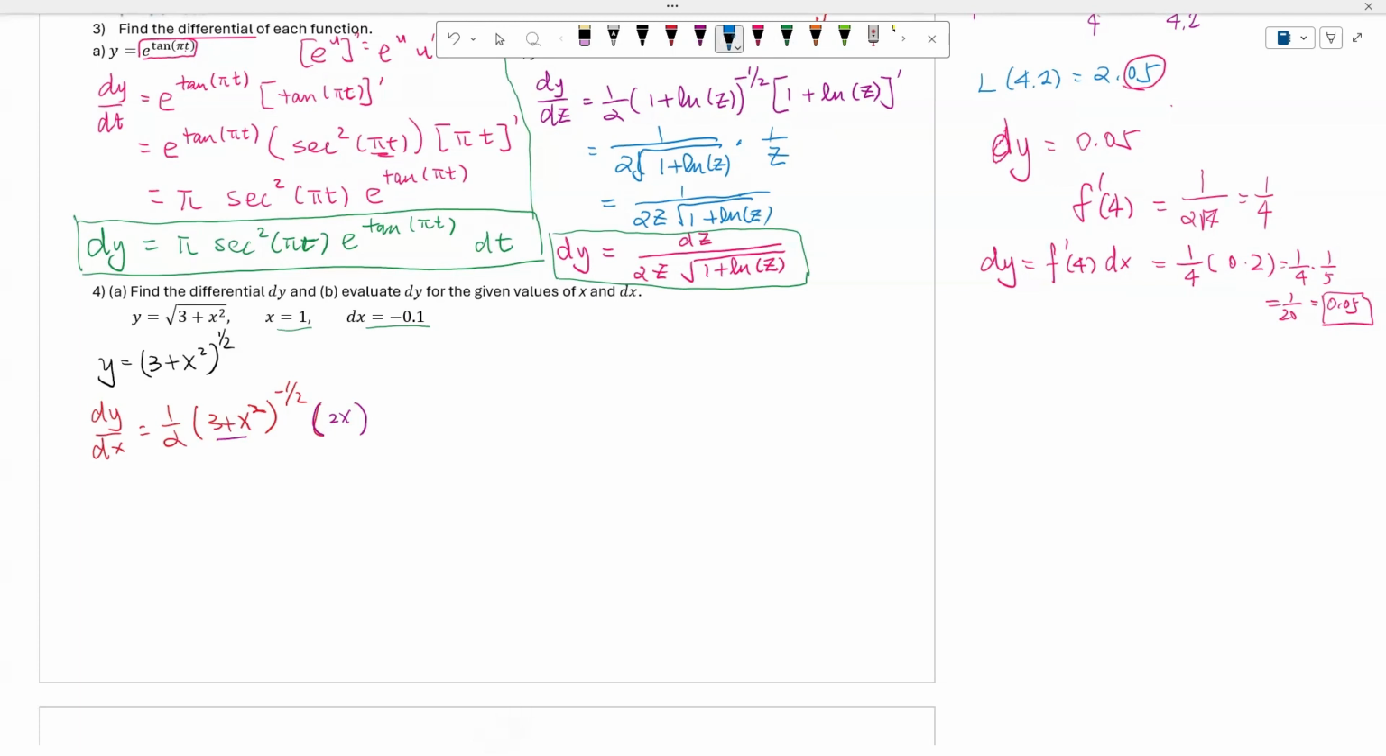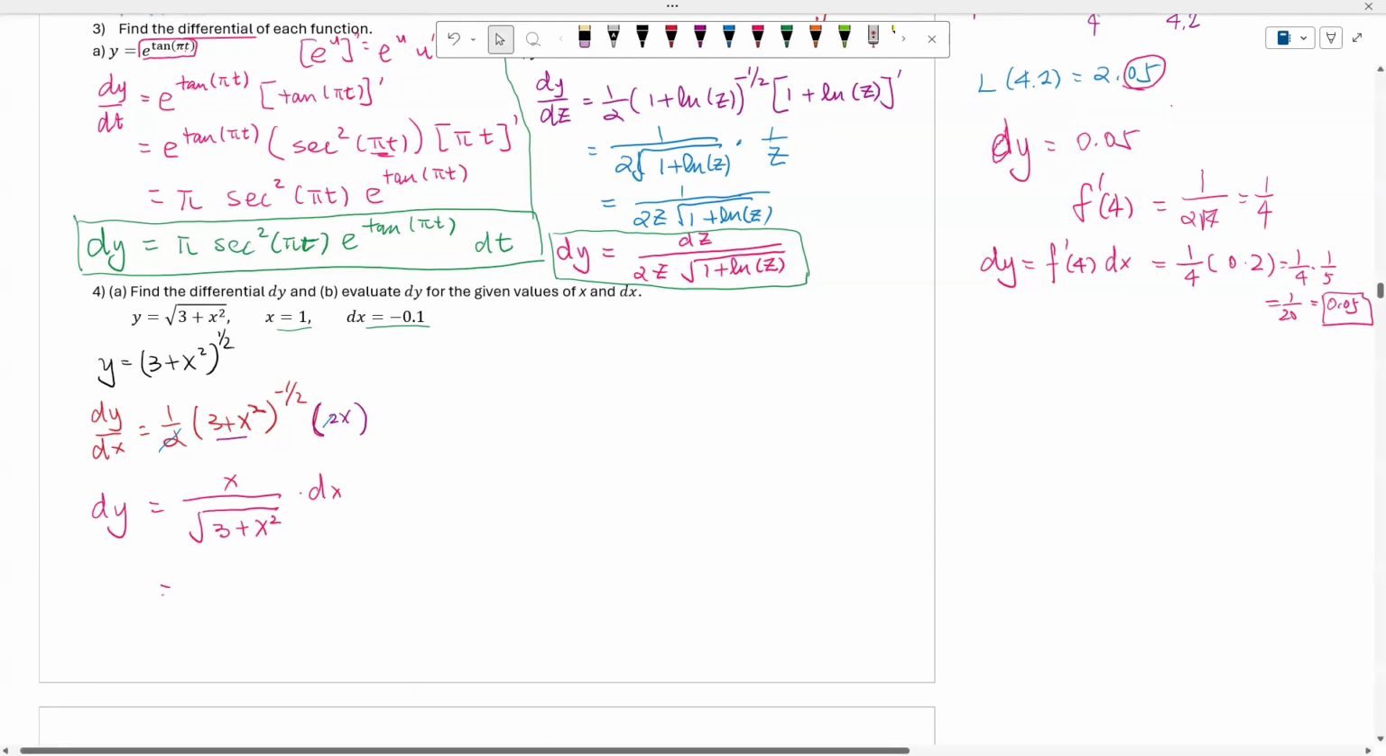And now the 2 and 2 cancel. So I will have dy is x over square root of 3 plus x squared times dx. Or sometimes we just write x dx divided by square root of 3 plus x squared.